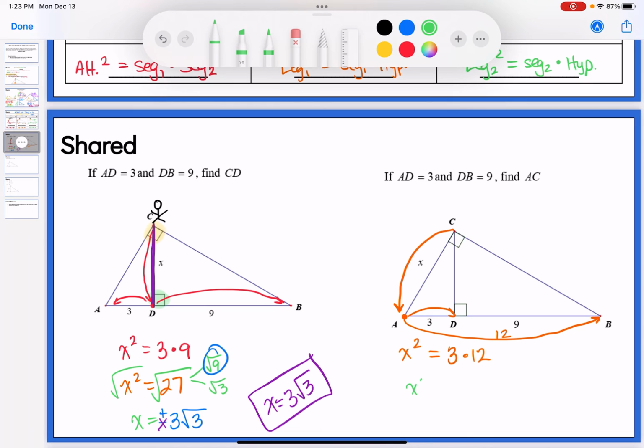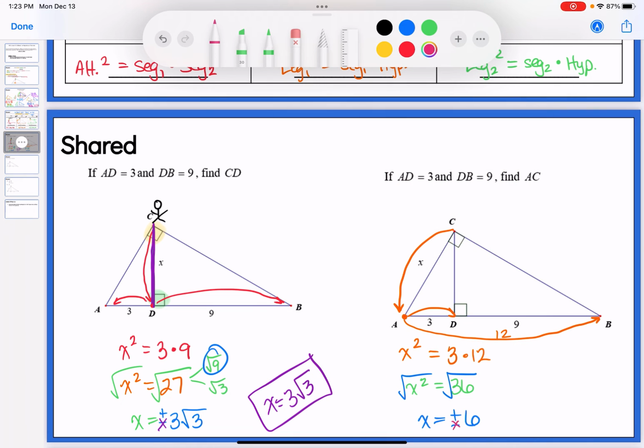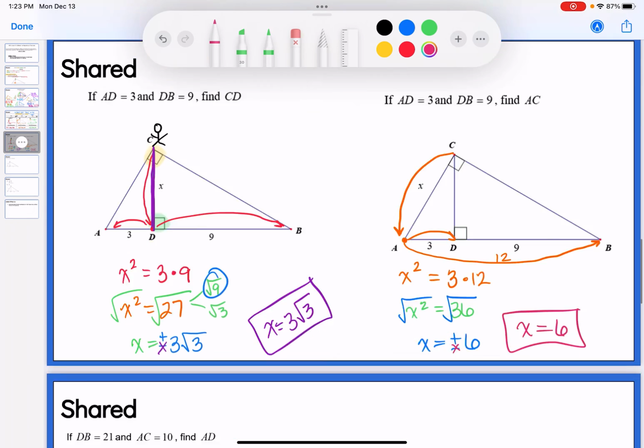All right, X squared equals 3 times 12, which is 36. Square root both sides. X equals, let's see, square root of 36, that's a perfect square, plus or minus 6. But it is still a side length, so negative doesn't make sense. So X equals 6 on this one. So be careful, right? Just because there's a 9 in the picture doesn't mean that that's something you're going to multiply by. You really got to make sure, am I multiplying by just that part or the whole thing? And how could you get it? So that's how you're using altitude on hypotenuse.